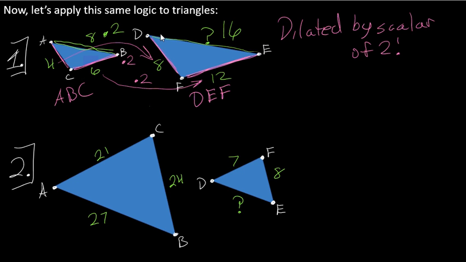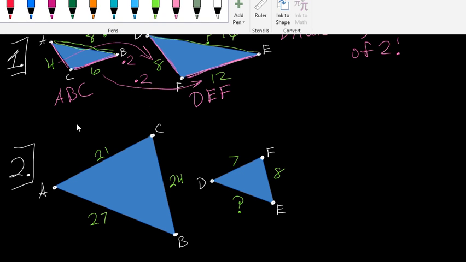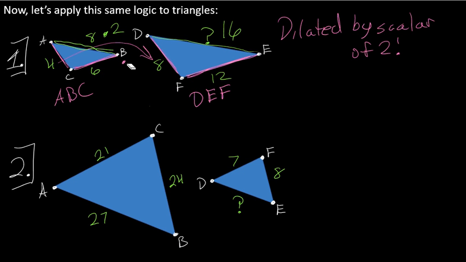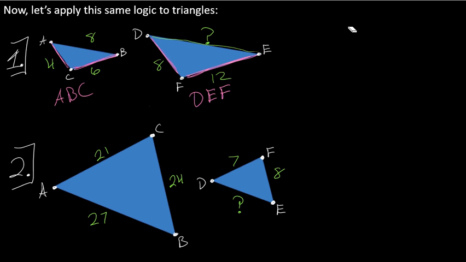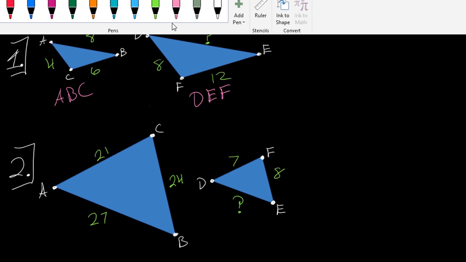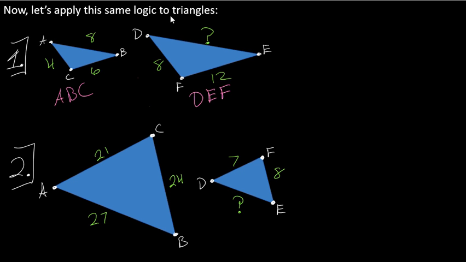Now, the not so common sense way to do this, so let me erase and give myself a little bit of room. The not so common sense way to do this, however, is still the way that you should probably learn. It is to not necessarily think of it as dilation, but to think of it in terms of proportionality, right? So if we take the ratio of 4 to 8, it should be similar to the ratio of 8 to the missing DE, right? This is what we're trying to find here.